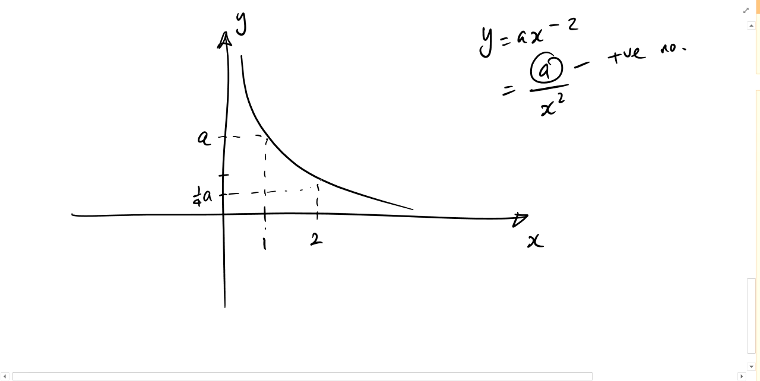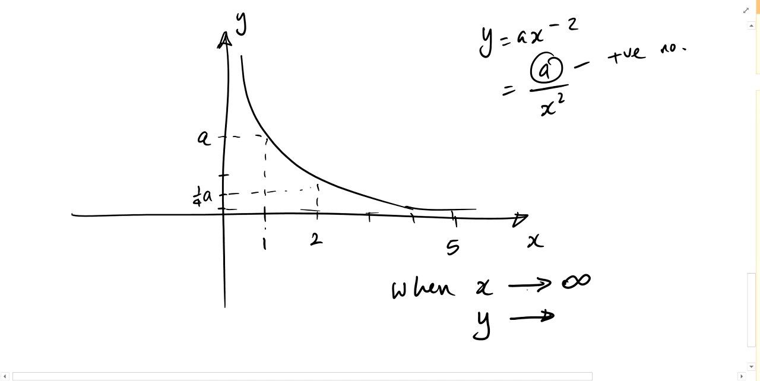I'm not drawing to scale, but you get the idea. Let's try something else. What happens when x equals 2, 3, 4, 5? What happens when x equals 5? We get a divided by 25. That is much smaller already, isn't it? That's why I have a graph that looks like this. When you increase x, when x approaches infinity, y approaches what? Y approaches 0.